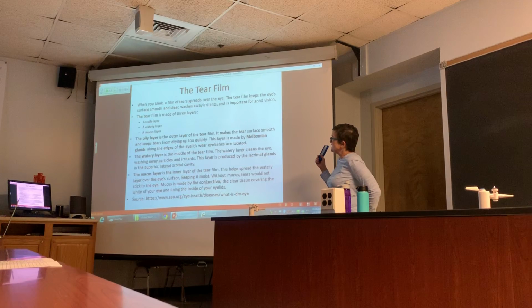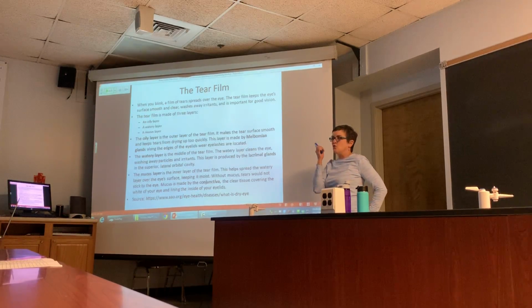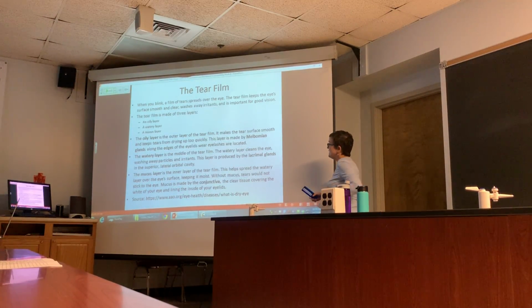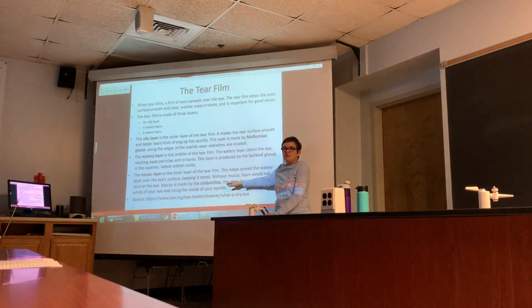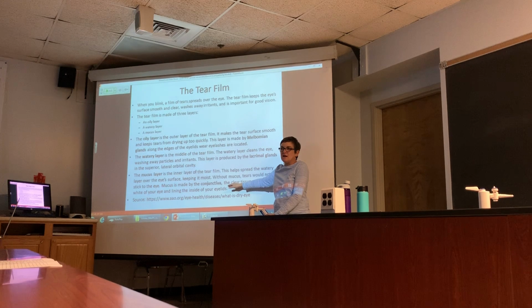So the tear film actually consists of 3 layers. There's an outer oily layer, a middle watery layer, which is produced by your tear glands, and then the mucus layer, which is produced by the conjunctiva. So I'm going to start from the inside out because we were looking at the conjunctiva, but the inner layer of tears is the mucus layer, and that's produced by the goblet cells in that conjunctiva and that mucous membrane.